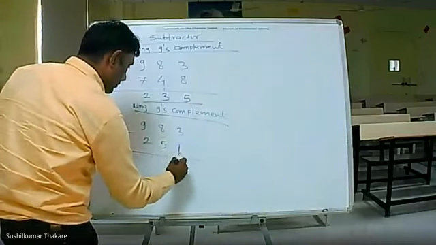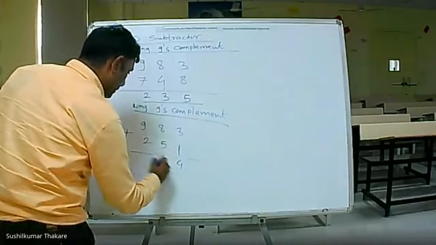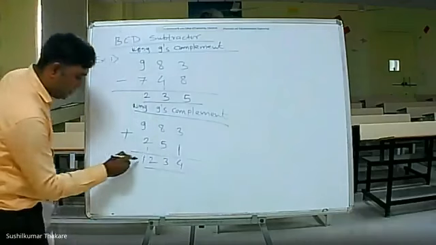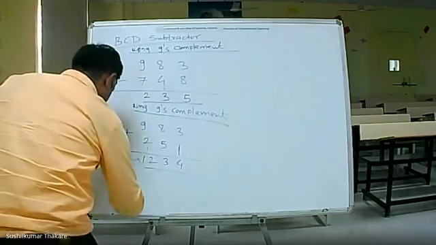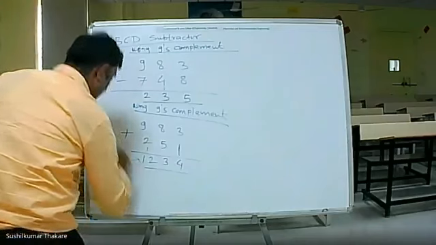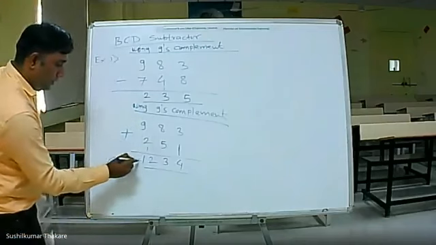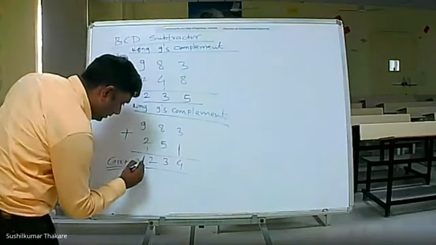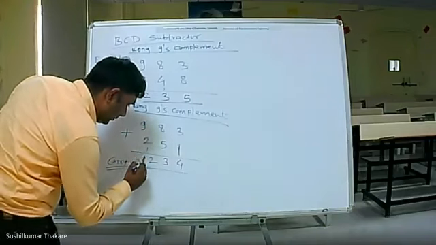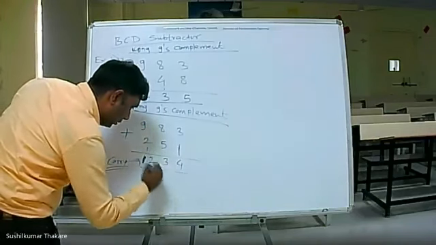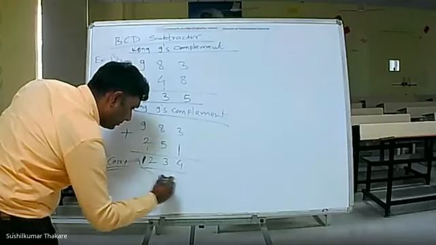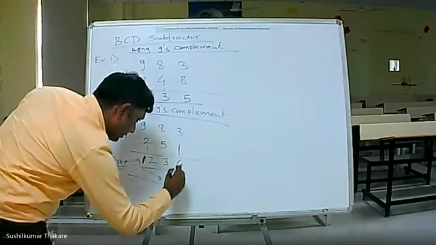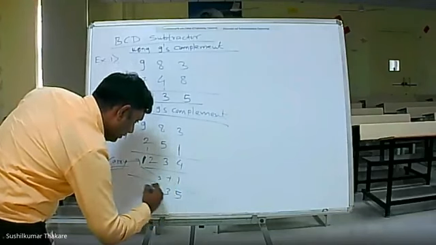So the addition of this 251: 3 plus 1, 4; 8 plus 5, 13; 9 plus 2, 12. The number is 1, 2, 3, 4. So this 1 is a carry. The addition of this number is 234, and the 1 carry will be transferred. Add 1 to this number: 4 plus 1, 5, then 3 and 2.